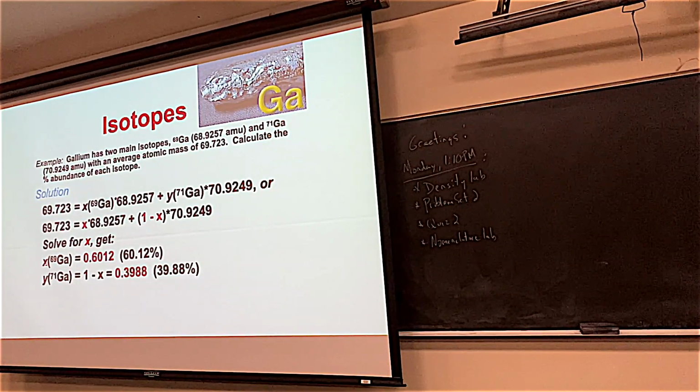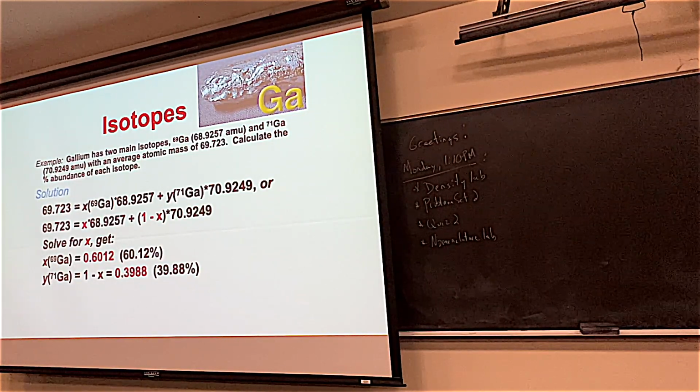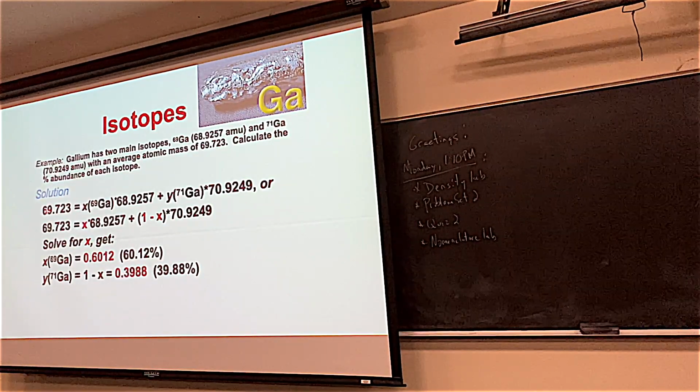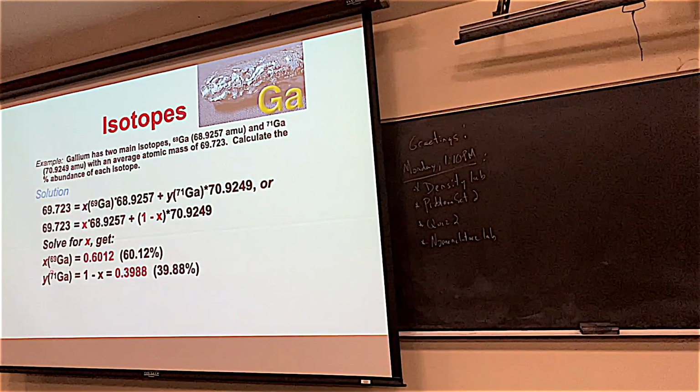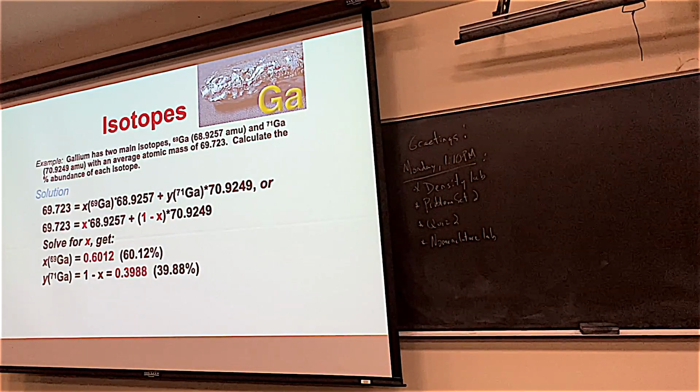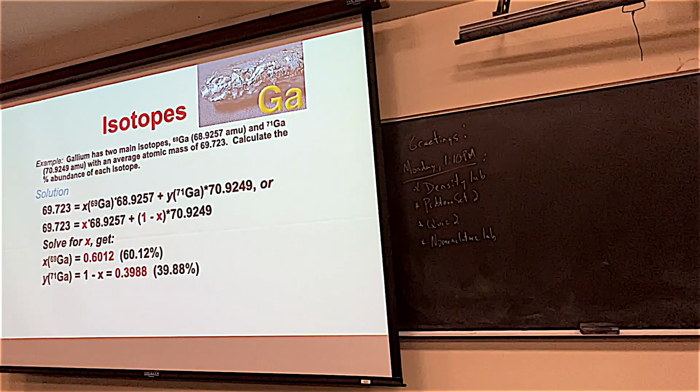This is a more abundant isotope, the 69, than the 71. So the average mass, which was this number, should be closer to 69 than it is to 71. And you can see that 69.7 is closer to 69 than it is to 71. So you can kind of check yourself here to make sure it's good.